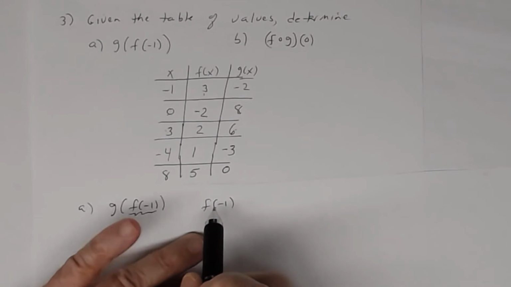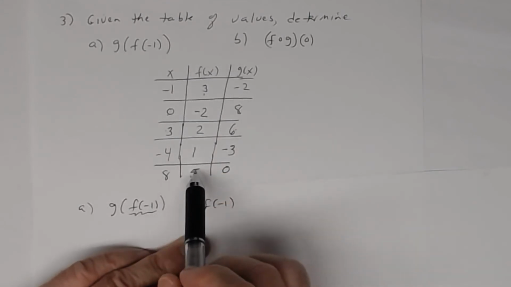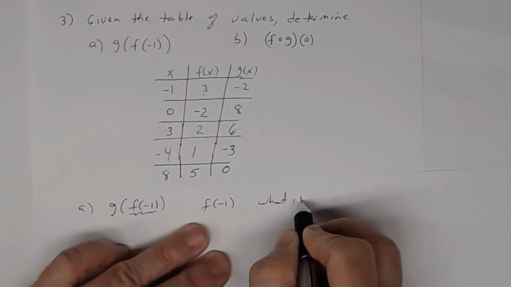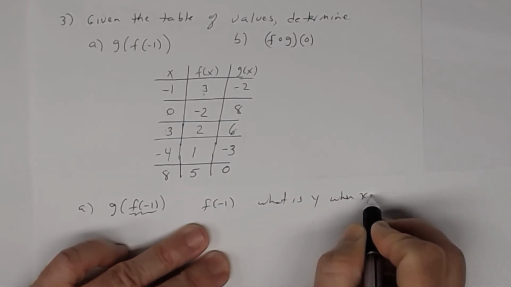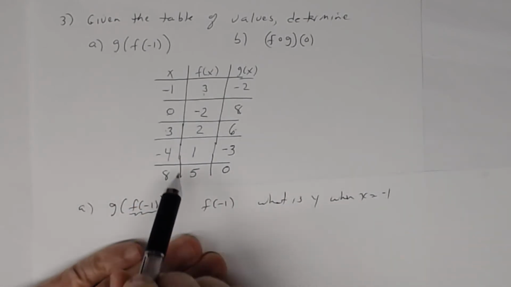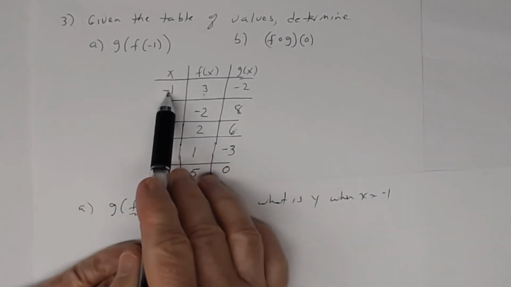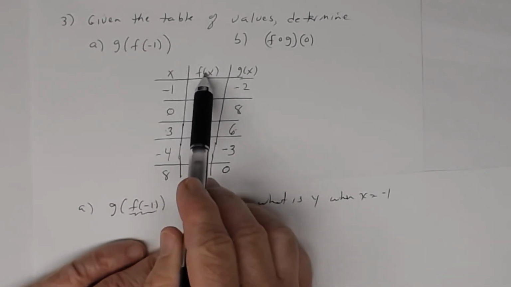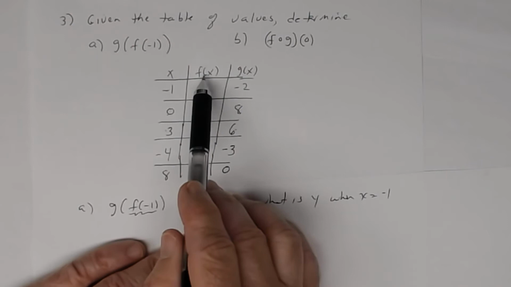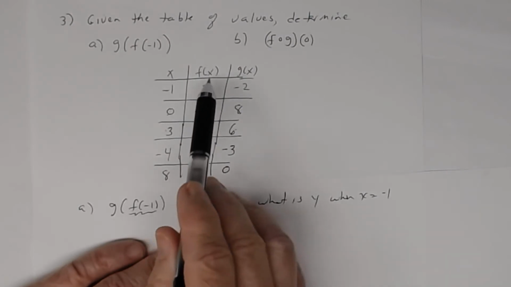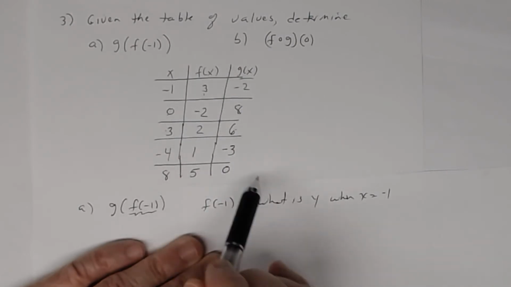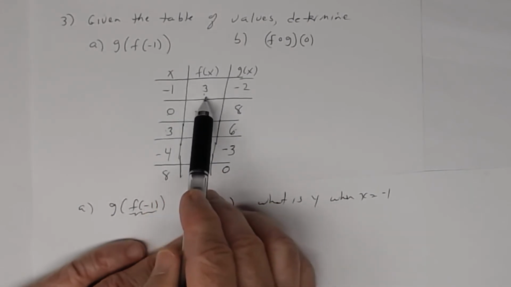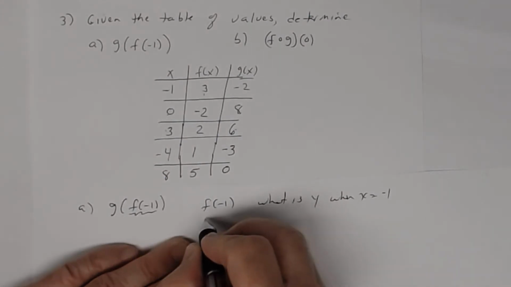Remember, you're going to go to your function f. So here's the function f column right here. Now this says what is y when x equals -1. So here's where x equals -1. See, x equals -1 here. So f of -1, this is y. Remember, f of x is y, g of x is y. But since I'm dealing with the function f, I've got to use this column. So what is y when x is -1? Well, when x is -1, f of -1 is 3. My y value is 3. So this is 3 right here.